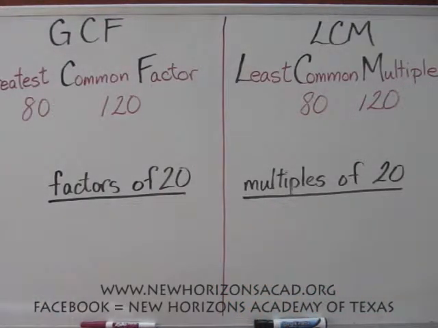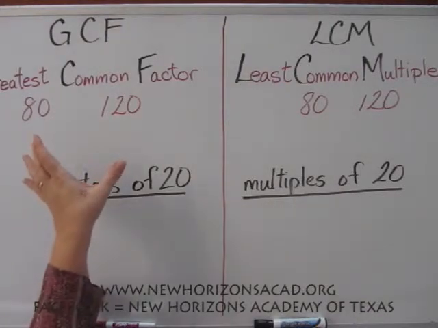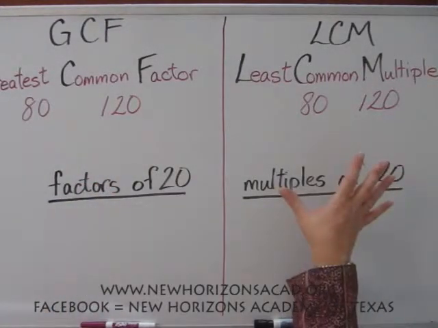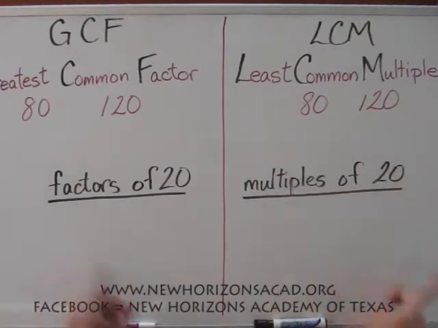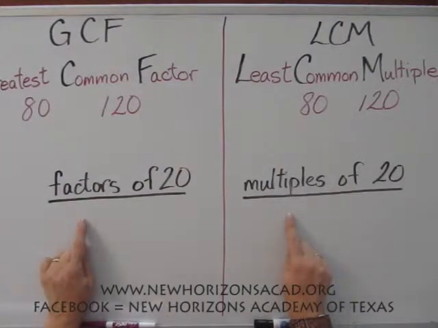The first video, this video, I'm just going to show you what these processes mean. The second video, I'm going to show you how to do greatest common factor, how to do least common multiple, and I'm going to do problems side by side so that you can compare them to each other. So the first words I'm going to go over are factors and multiples.